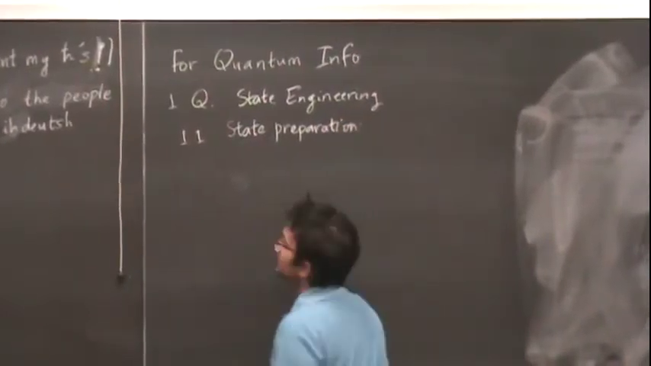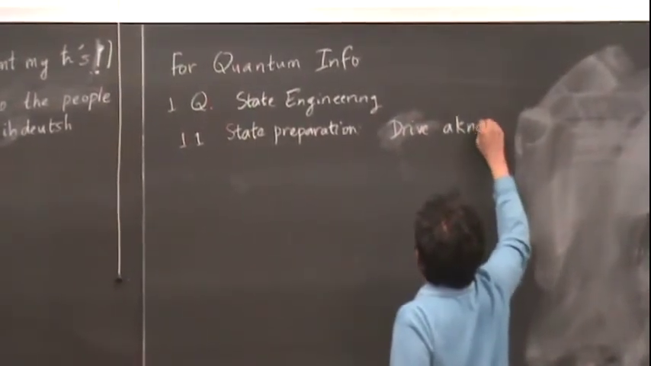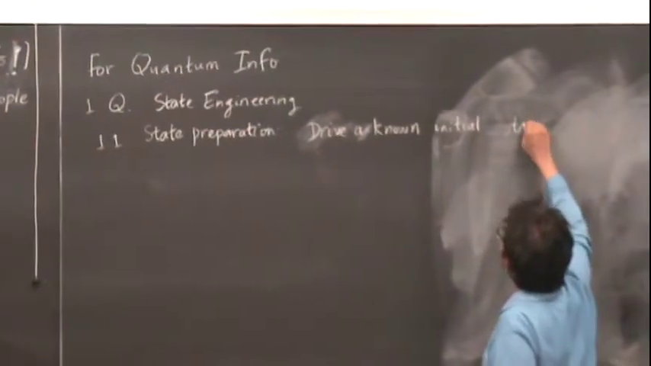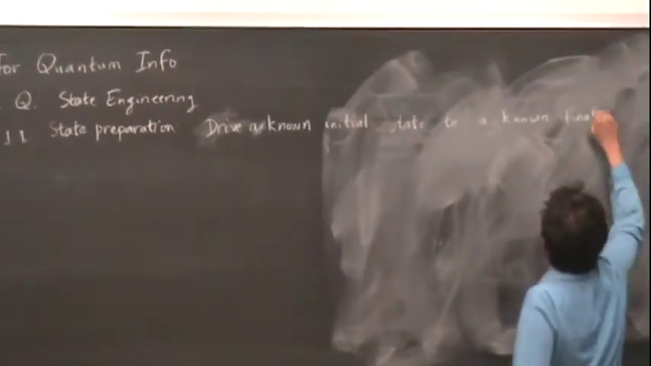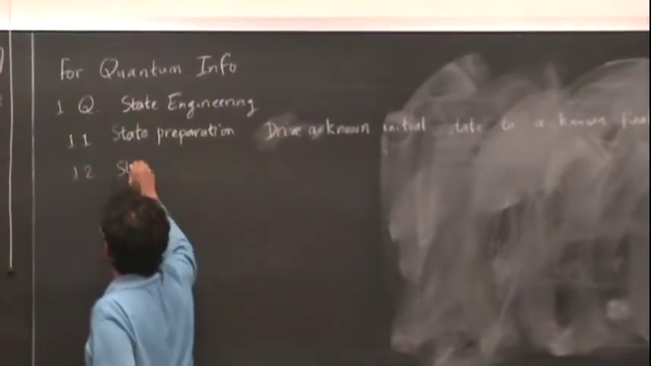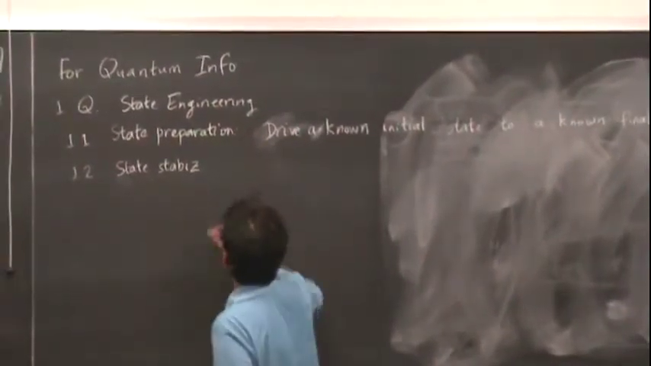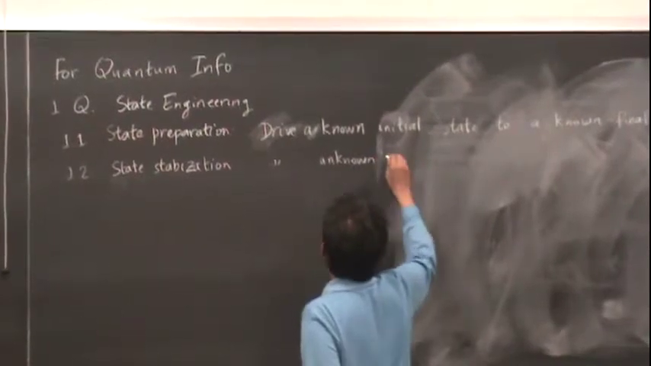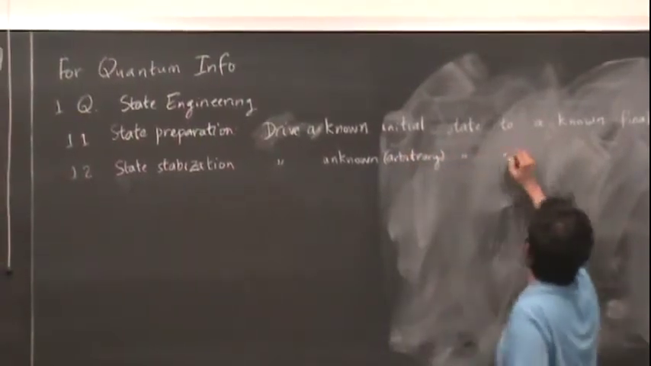What I mean by that is, drive a known initial state to a known final state. This is the simplest example that we think of, and we'll look at some examples of this. We could also have state stabilization, which typically involves taking a lot of states and bringing them all to one state. So we want to drive an unknown, this time we do not know what the state is, an arbitrary initial state to a known final state.